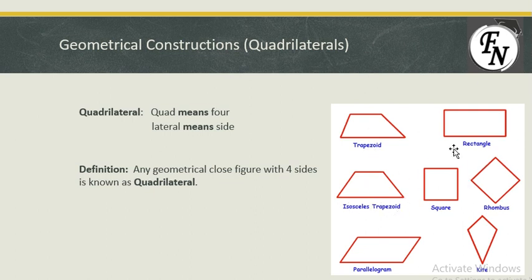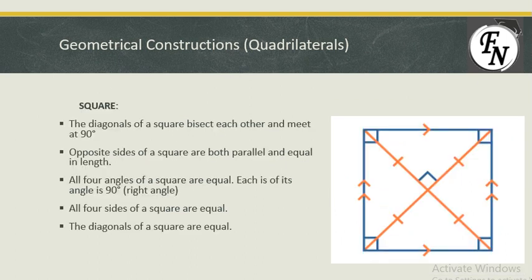So these are some types of quadrilaterals with four sides, and they have different names like trapezoid, rectangle, square, rhombus, kite, parallelogram, isosceles trapezoid, and so on. We will be discussing those specific shapes which are included in our course, and we will look at them in the solution. So let's look at the first one, the square.